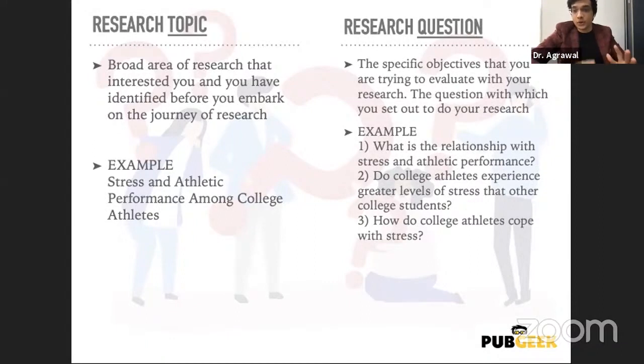So once you have established your topic, consider you want to do something with respect to stress and athletic performance among college students. You then need to identify a particular research question that would highlight the outcome you are trying to evaluate.